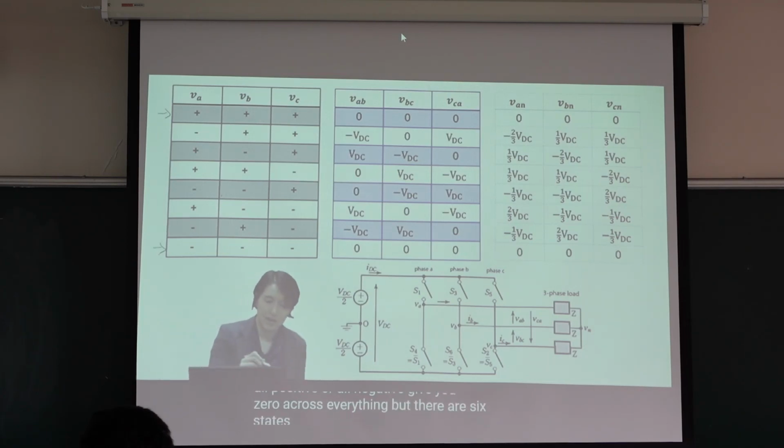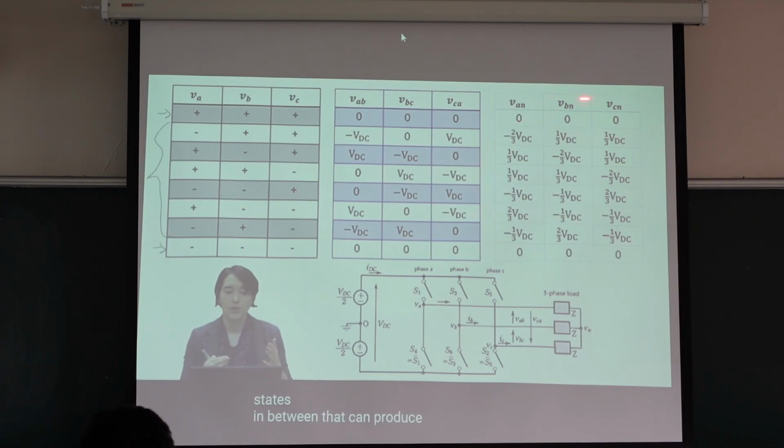But there are 6 states in between, so we call those active states. This can produce 6 different voltages over the load, and the other 2 are the 0 voltage states.